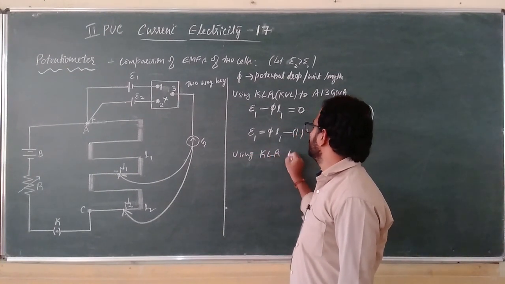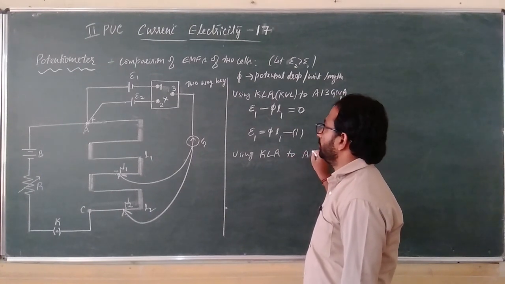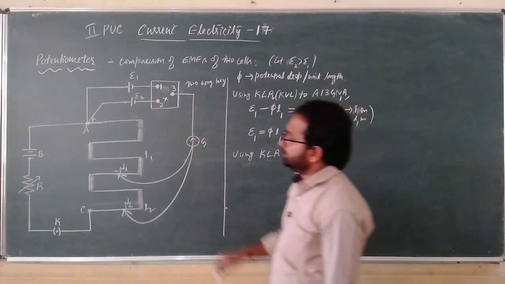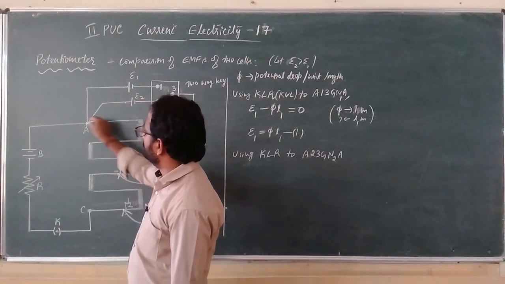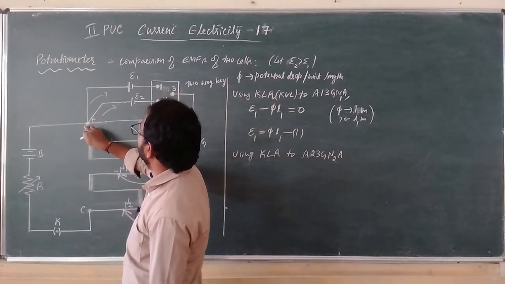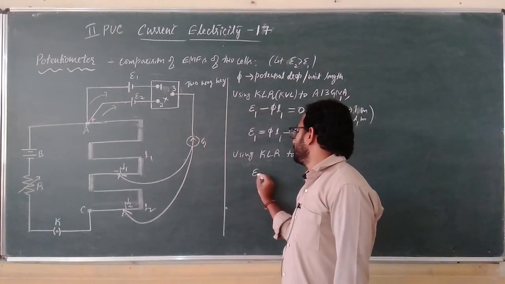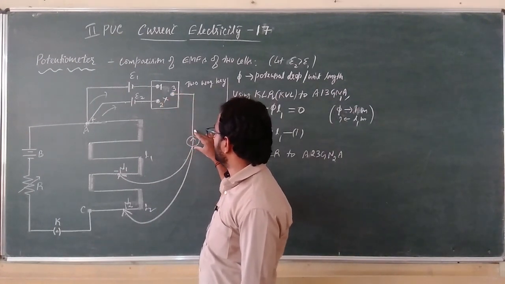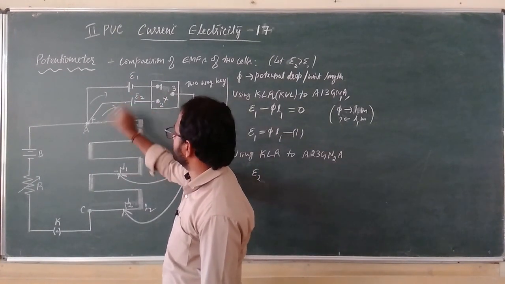Now, using Kirchhoff's loop rule to the loop A 2 3 G N2 A, from here to here, say this is the direction of traverse, clockwise. From here to here you have to move. You get the positive electrode first, therefore E2. So 2 and 3 are closed now. There is no potential drop across the galvanometer because there is no current flowing, because the potential difference is the same.